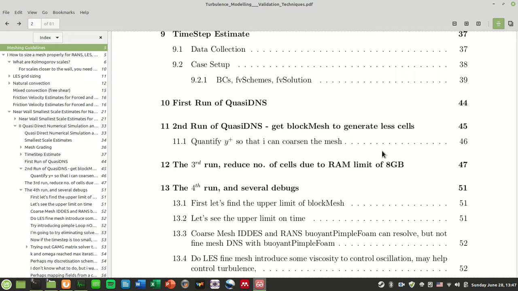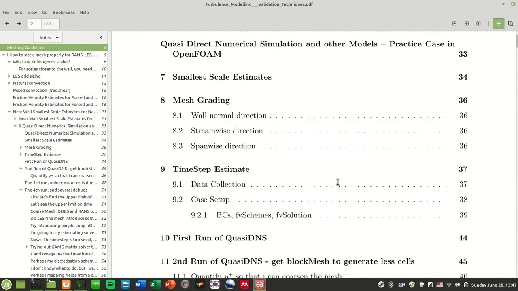So for RANS and the coarse mesh IDDES, it was okay. It basically modeled a lot of the turbulence, almost like the Reynolds average Navier-Stokes method. The mesh was so coarse that it basically behaved like a RANS model. There was no resolved turbulence. Okay, so let me run you through where we are.